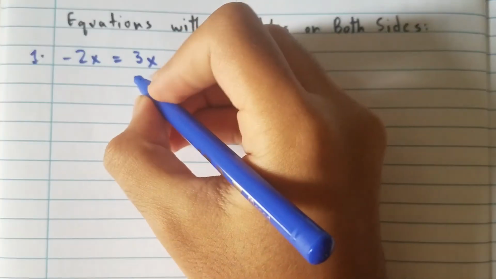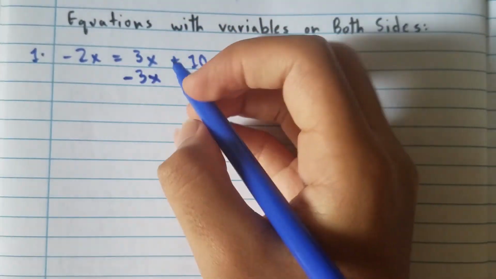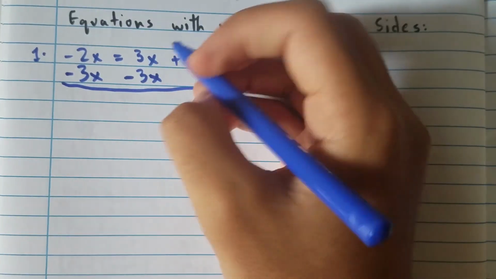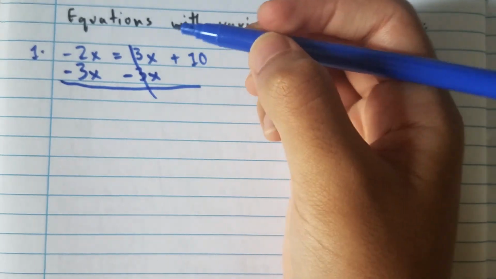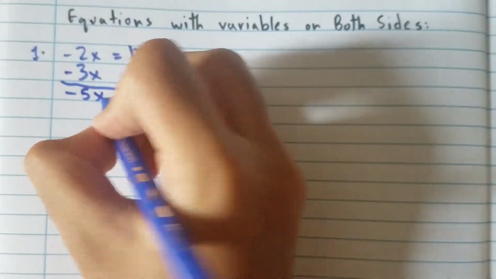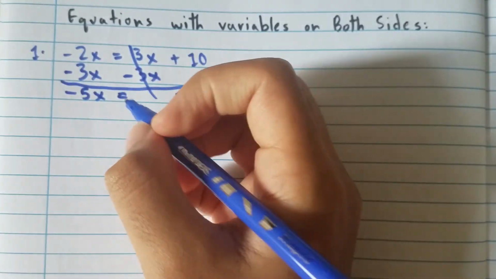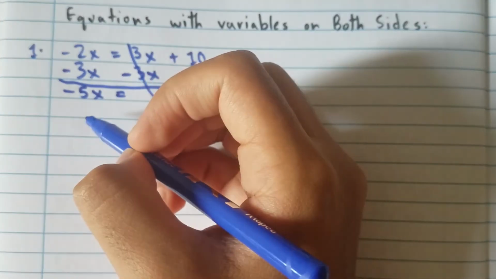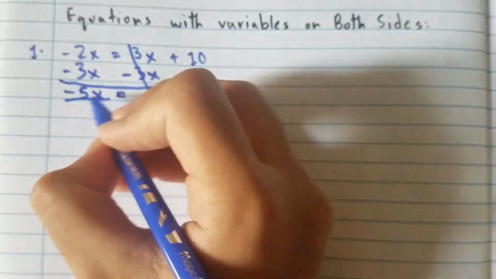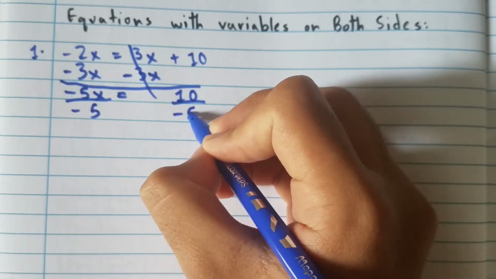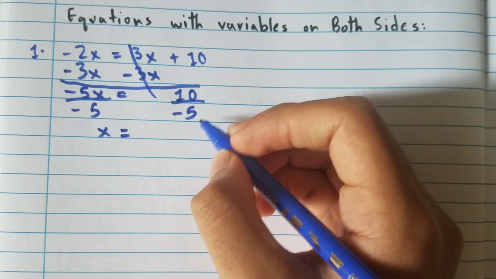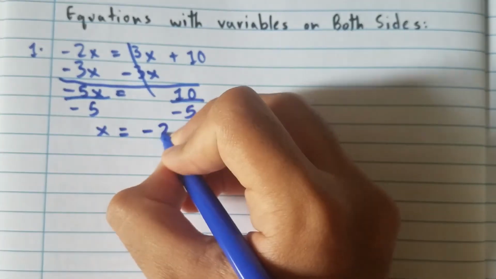So if we do minus 3x on this side of the equation, we can do the same on this side of the equation. And if we do that, the 3x and the negative 3x cancel out, and we get negative 5x equals 10. And then we can just use the division property of equality to get rid of that coefficient of negative 5. So if we divide by negative 5 on each side of the equation, we get that x equals 10 over negative 5. And this simplifies to negative 2.